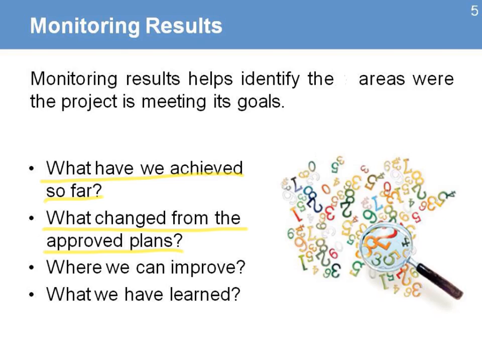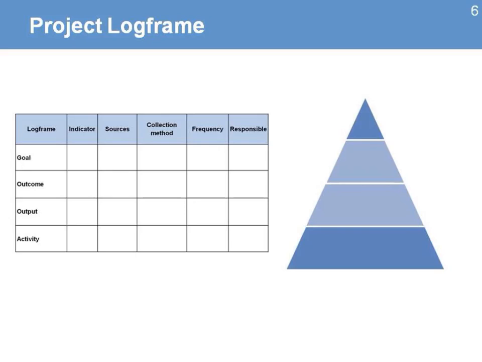We had some ideas and we had some instructions about how to implement, but something changed, and we need to know what has changed. We also need to identify where we can improve and what we have learned. And that will provide the inputs to the adapt phase as we start looking ways to improve our project so we can be more effective and more efficient. One of the first tools that we use to monitor is the project log frame that we developed during the planning phase, and we use as a guideline to implement our project.